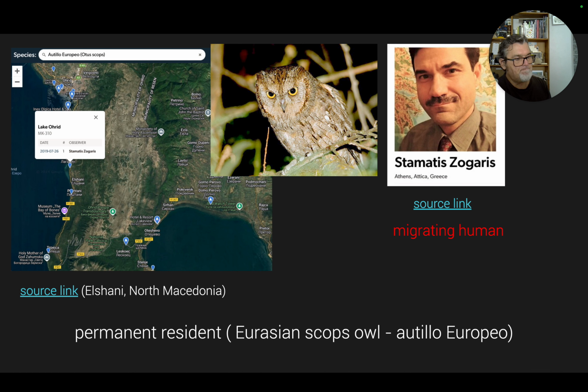An example, another permanent resident, the Eurasian scops owl, present also at Prespa Lake at night. I think that there are not so many. They are quite rare. And we have here Stagmatis sagoris. I would say that this guy is a migrating human, because if you click on the source link below his profile, you will visit his page and you can get access to his web page and his travels, and he's traveling all around. And so you can see that behind every bird on the map you have someone.